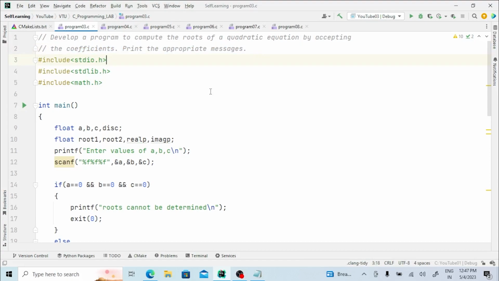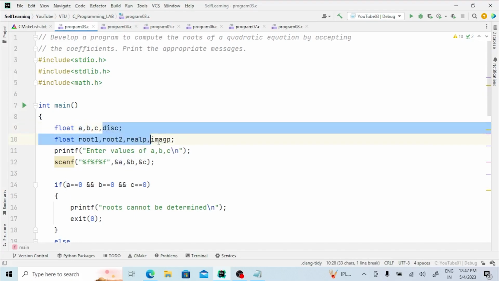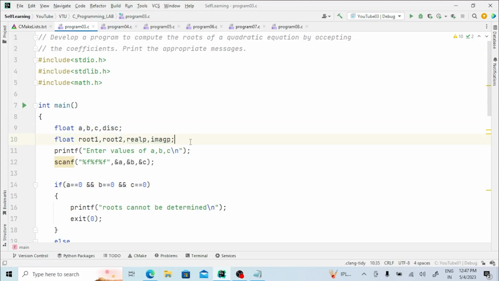So here if we talk about quadratic equations, we know that a quadratic equation is of the form ax square plus bx plus c is equal to 0, where a, b and c are the coefficients of the quadratic equation. Here we need to take the values for a, b and c from the user in the variables float a, b and c, and I have declared a few more variables which I am going to tell you while we are doing the program.